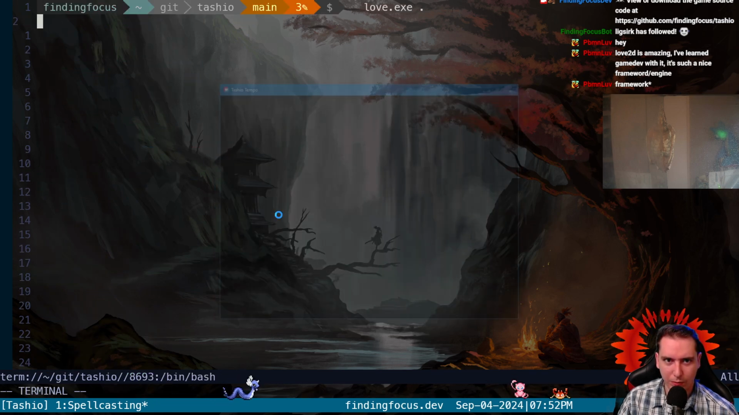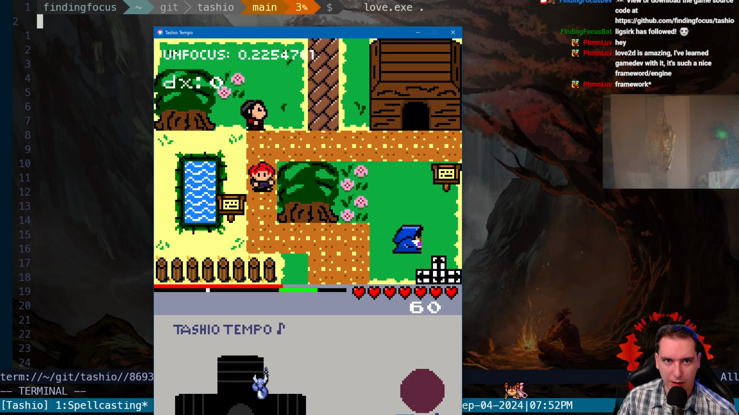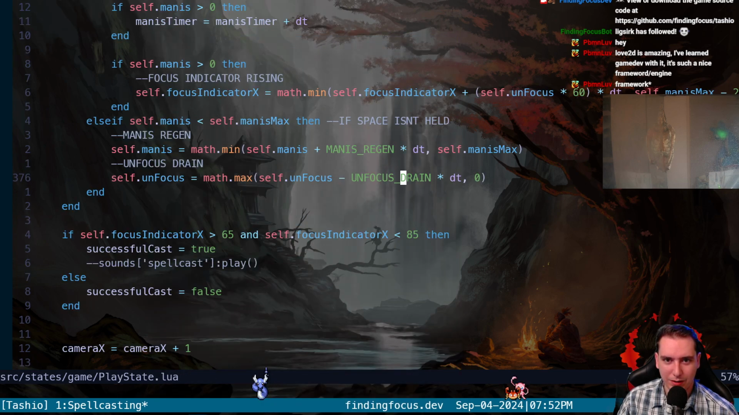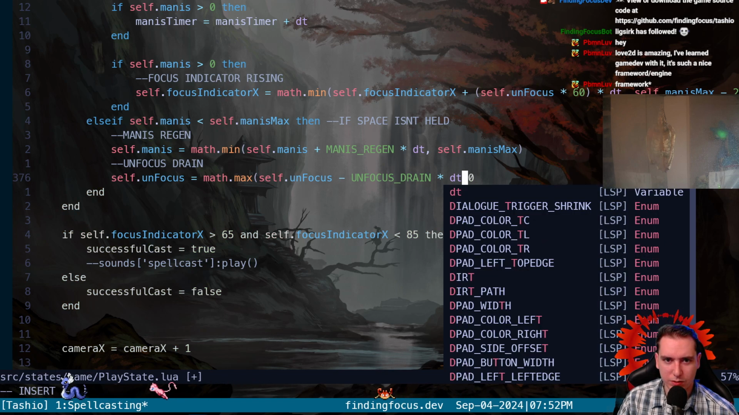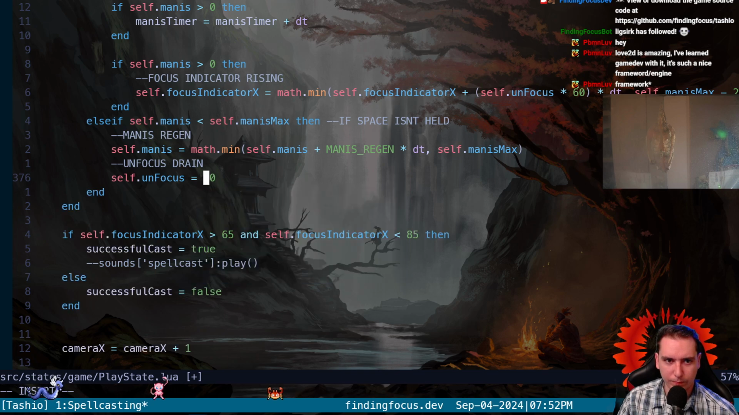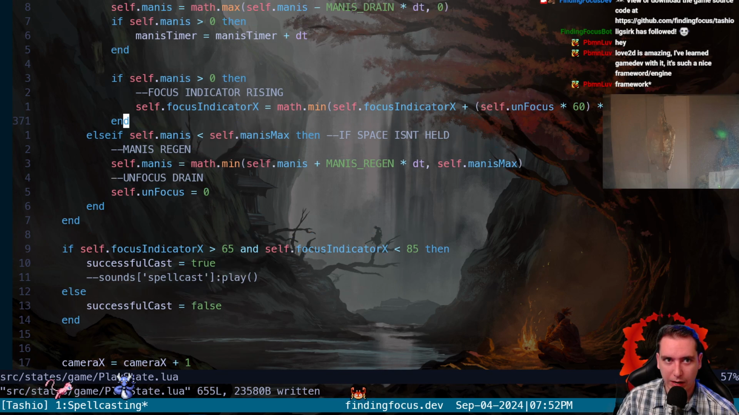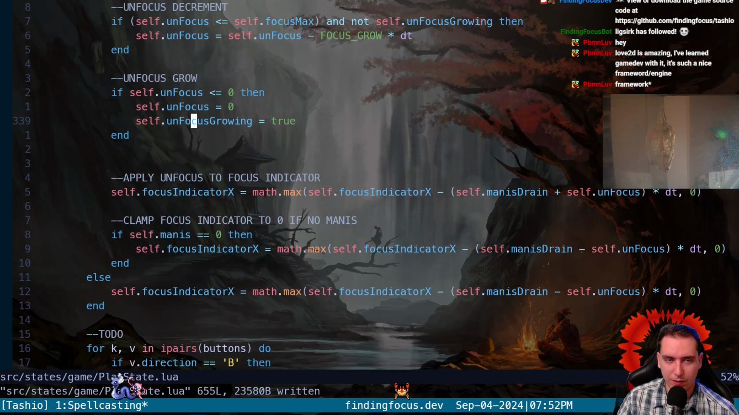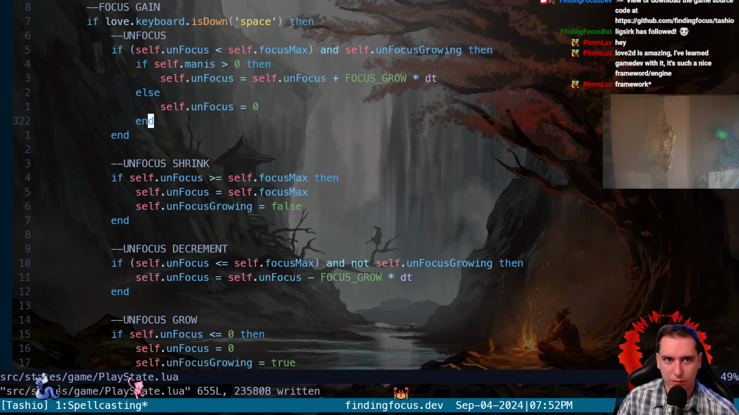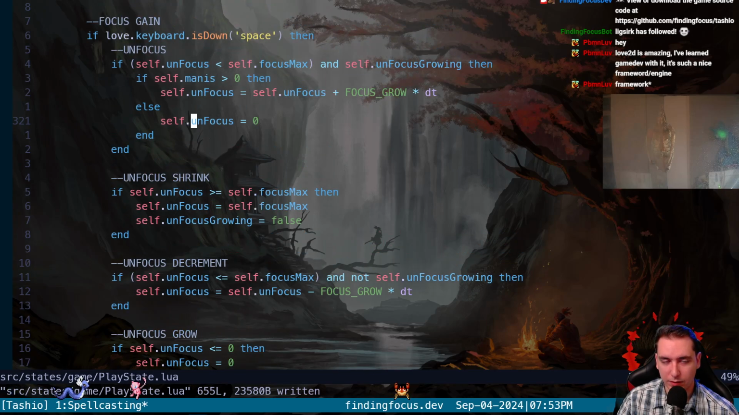I think we're still printing out our unfocus. Yeah, it should be... you know what? If space isn't held, unfocus is just 0, right? Because we don't even need that. We just want unfocus to be 0, because by the time you exert more effort, the unfocus needs to ramp up anyway. So unfocus just needs to be 0 if space isn't held. And I think we're already doing that, are we not? Yeah. If unfocus right here, if space is held, okay.